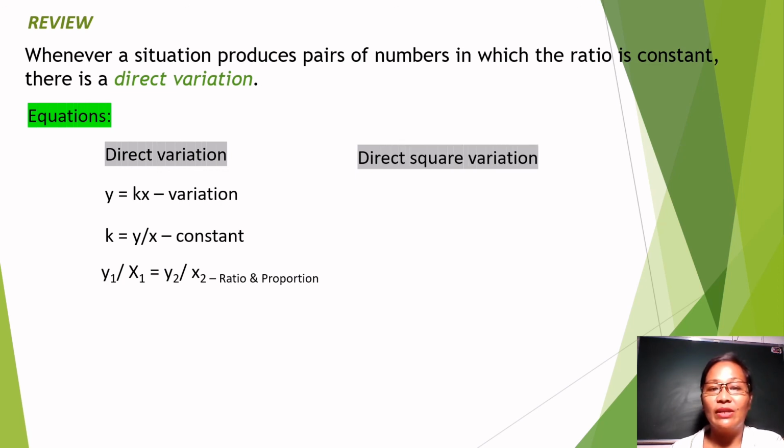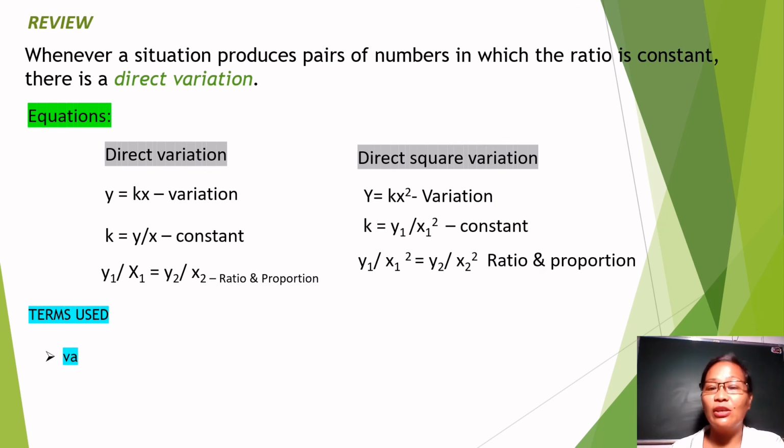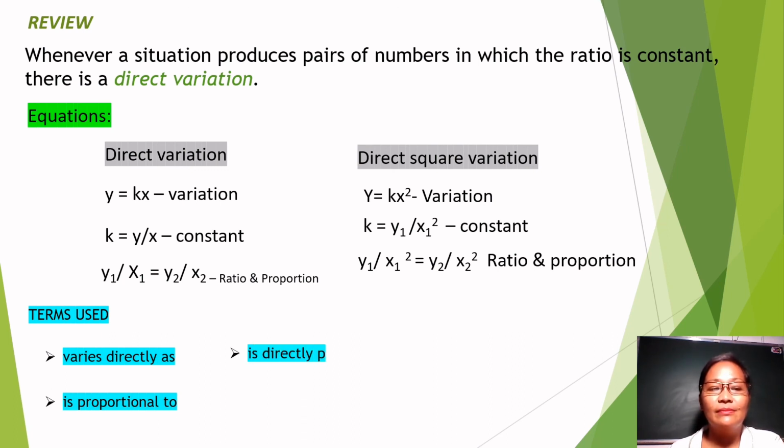And for the direct square variation, for our variation equation, we have y is equal to kx squared. For our constant, we have k is equal to y sub 1 over x sub 1 squared. And for our ratio and proportion, of course, y sub 1 all over x sub 1 squared is equal to y sub 2 all over x sub 2 squared. And of course, the terms used are varies directly as, is proportional to, and is directly proportional to. So when you hear these terms, you're already talking about direct variation.